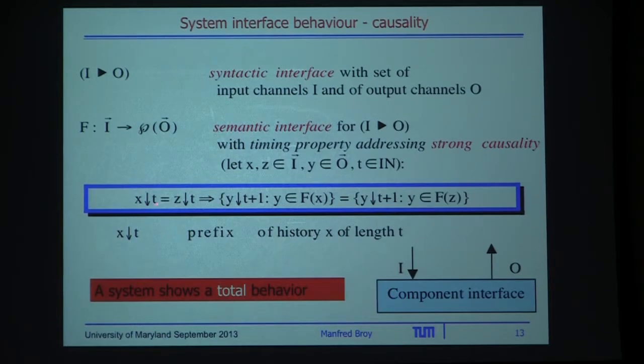And if the two histories coincide in the first T time intervals, then the requirement is that the set of possible output histories of this function f on x and on z until t plus 1 are the same. That's causality. This is a master clock. So yeah, it's a master clock.